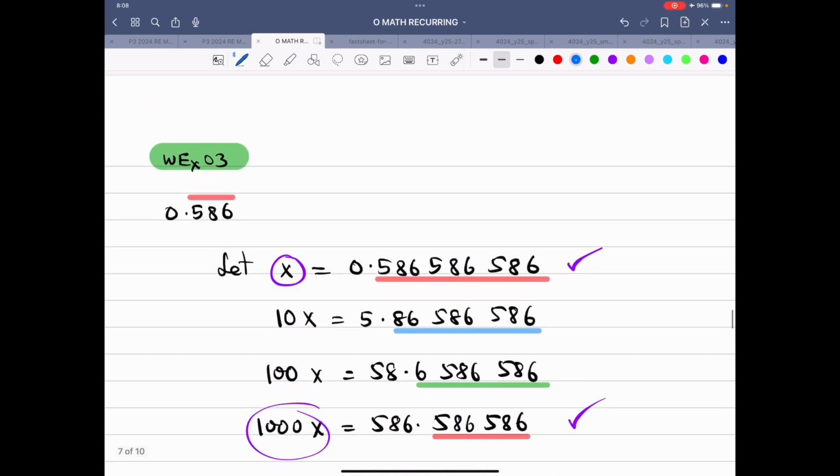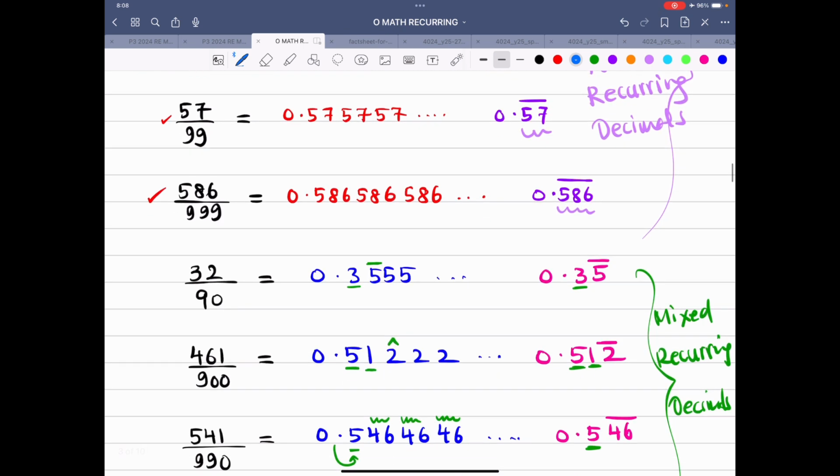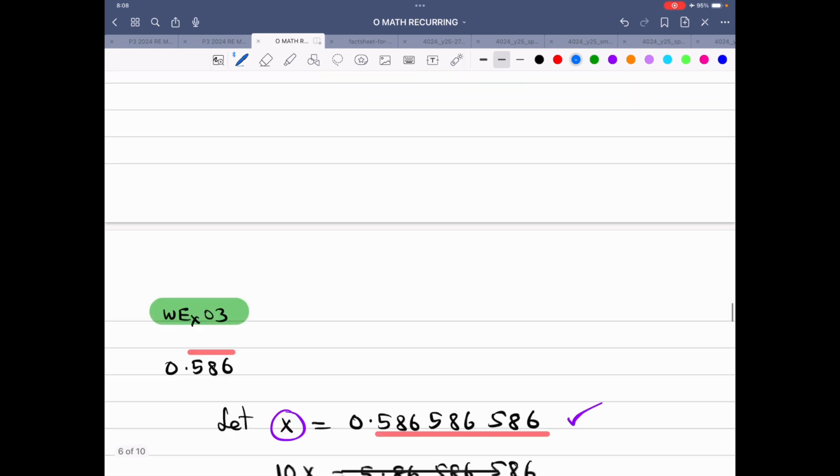And also this example was right over there. I can just make you double check. So there it is. This is 586 over 999. That is 0.586586586. That's right over here. So three examples are done. So this is, I think, worked example 2 that we did. And this is worked example 3. So three examples are done. So now let's move to the fourth one.